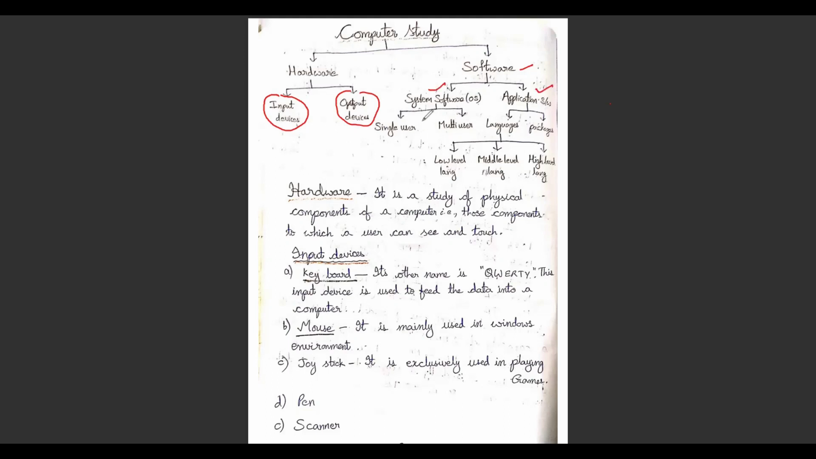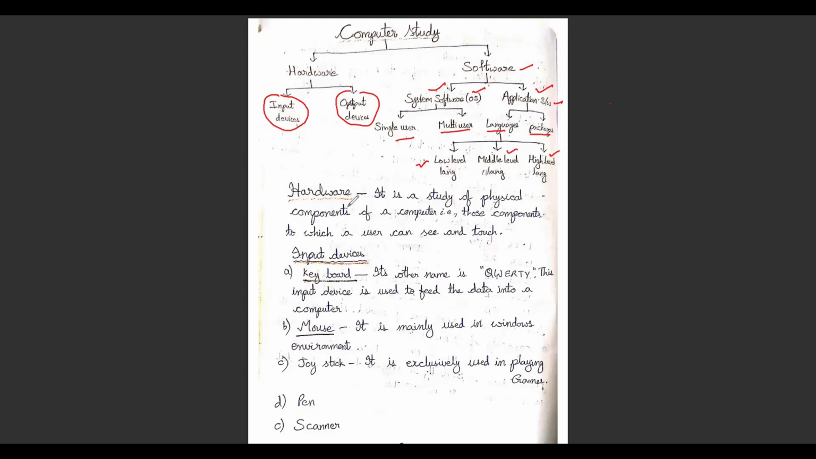System software is also called your operating system, which can be used by a single user as well as multiple users. Application software can be categorized as languages and packages. These languages are in turn categorized as low level language, middle level language, and high level language.